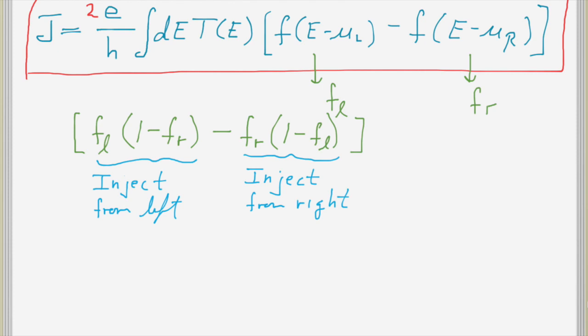And the current would be left minus right. But which one is correct? I mean, the upper form or the lower form, or are those two equivalent? They're equivalent, because for coherent transport you're always at the same energy. So if we just write this out, we have F left minus F left F right, minus F right plus F left F right. So these cross terms cancel, and you end up with what we wrote down up above. So for coherent transport, which is elastic, energy is conserved, and they're equivalent.